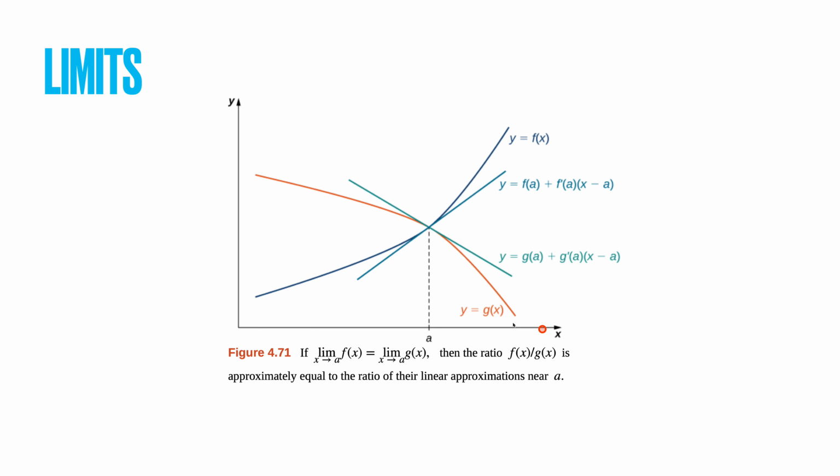We have an orange curve giving the graph of g of x, and we have a dark blue curve giving the graph of f of x. And they make a note that the linear approximation, the tangent line for f and the tangent line for g, that taking the limit of the linear approximation over the other linear approximation will approximate the limit of f and g.